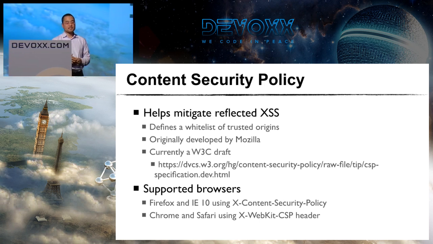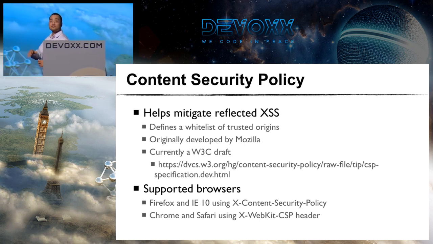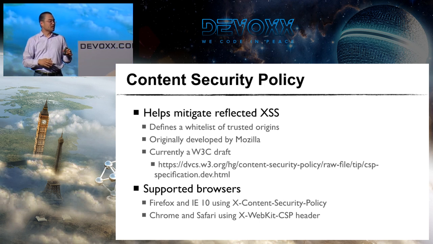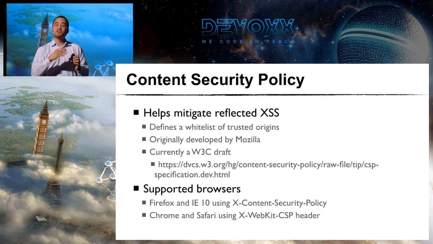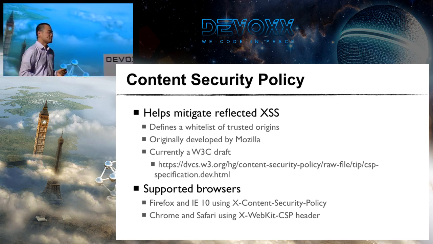And it is supported in a number of forms in all the most popular browsers. Firefox and IE 10 support it using the X-Content-Security-Policy header. Chrome and Safari support it using the experimental X-WebKit-CSP header. And talking to Mike earlier, Chrome already supports just using the Content-Security-Policy header without the X in front, which is going to be the official header name when the standard is finalized. But right now we can use these in the various browsers.